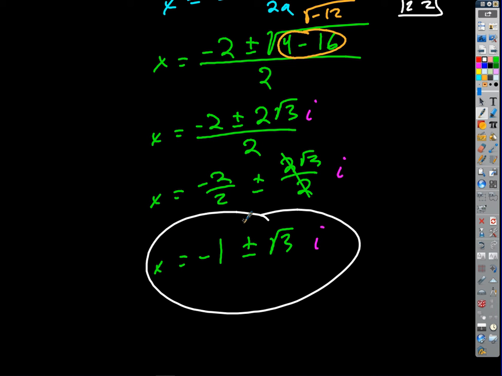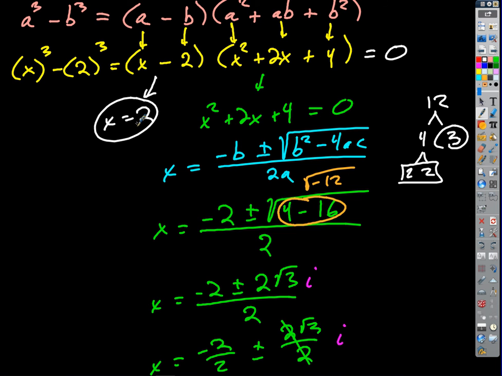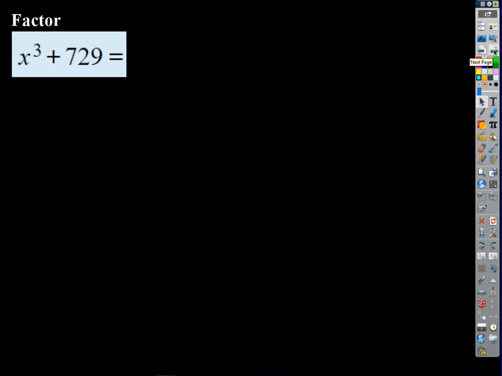Notice they're a complex conjugate pair. a plus or minus bi. What's a in this case? Negative 1. What's b? Well, square root of 3, right? So I get a plus or minus b times i. I get my complex conjugate pair of imaginary zeros. And I get my 3. There's 2 of them, and there's the other one, right? Okay, you get the idea? Yeah. Okay, let's try that one.